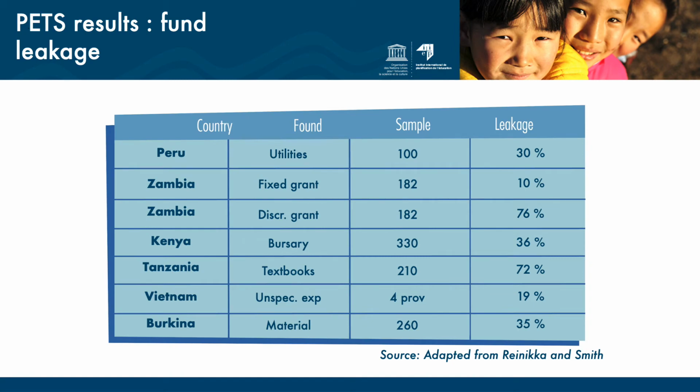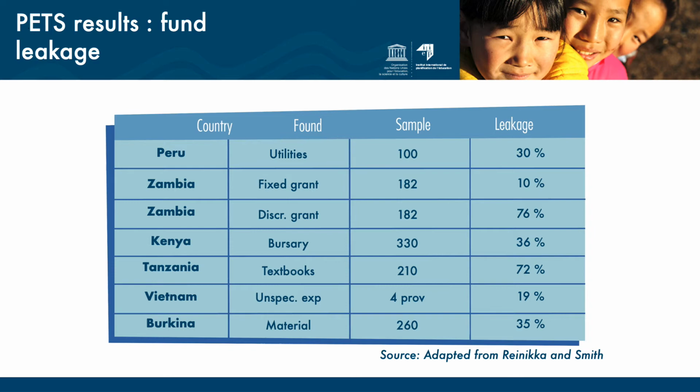This table presents the results of PETS that have been conducted in different countries. You have the list of countries in the first column. The second column gives you the types of funds that have been tracked through those PETS. The third column, the number of schools that have been surveyed. And the last column, the percentage of leakage that has been calculated on this basis.